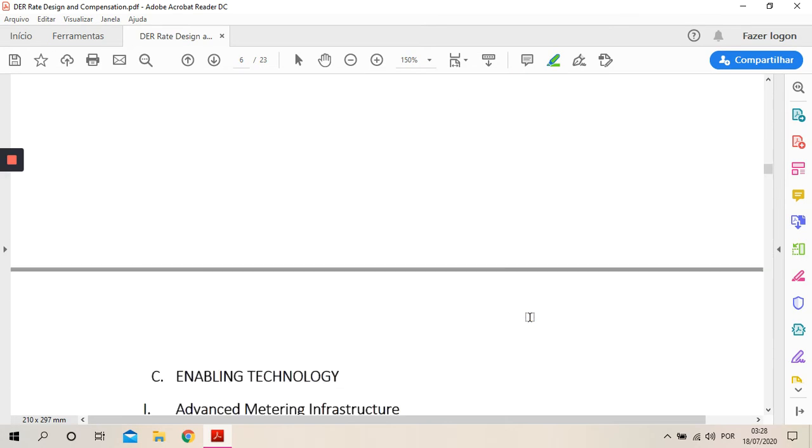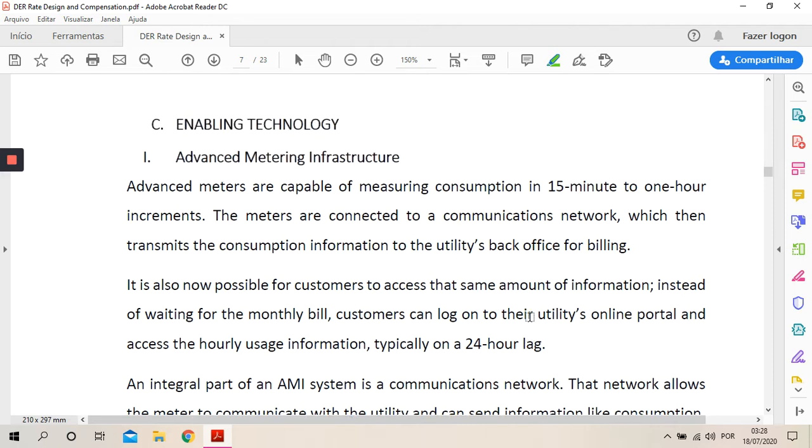And now let's go to enabling technology, the enabling technology of distributed energy resources. Number one, advanced metering infrastructure, roughly said, smart meters. Advanced meters are capable of measuring consumption in 15-minute to 1-hour increments. The meters are connected to a communications network, which then transmits the consumption information to the utility's back office for billing.